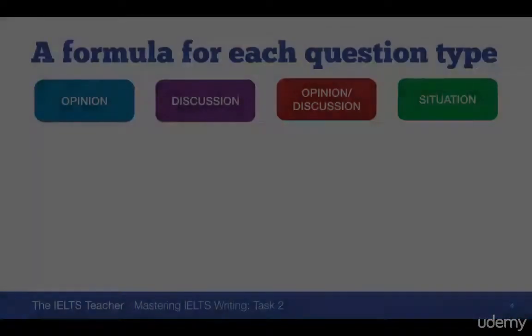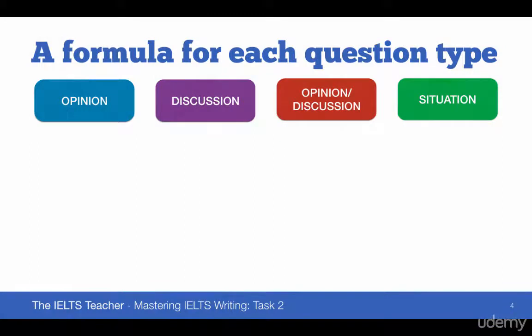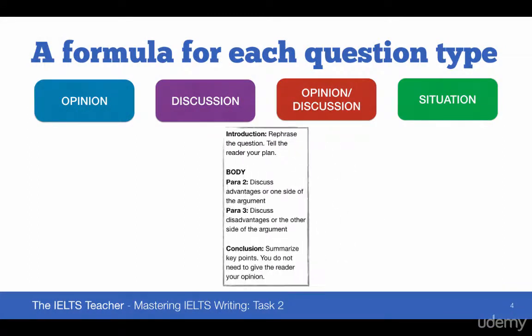So, let's have a look at the formula for the structure for each question type. Look at this one here. In the introduction, we rephrase the question, we tell the reader our plan. In the body, we discuss the advantages in the first body paragraph, and in the second body paragraph, we discuss the disadvantages. The conclusion will summarize the key points, and we don't need to give the reader our opinion. Which question type do you think this structure matches?